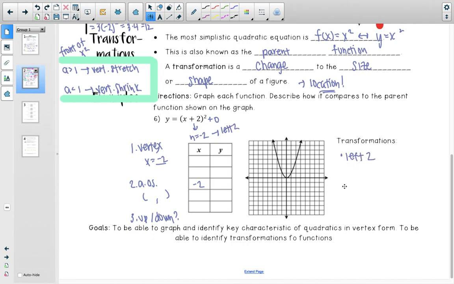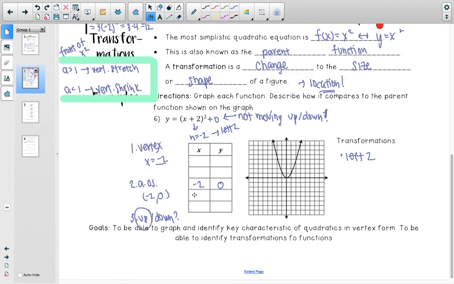And I'll prove it. And then we have to figure out what the y value is. Well, there's nothing added or subtracted, so the y value is 0. So because this is 0, it's not moving up or down, because of that right there. And then the next question is, is it opening up or down? Well, there's no negative, so that means this thing is opening up.